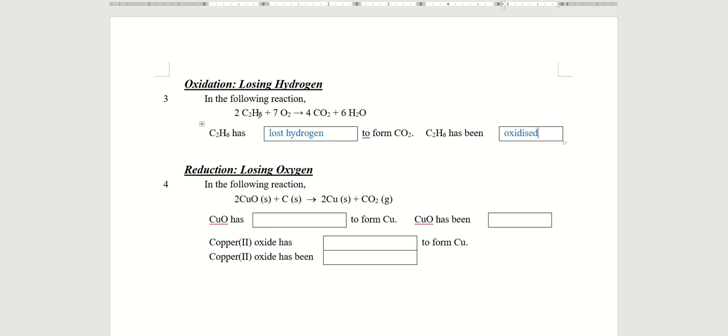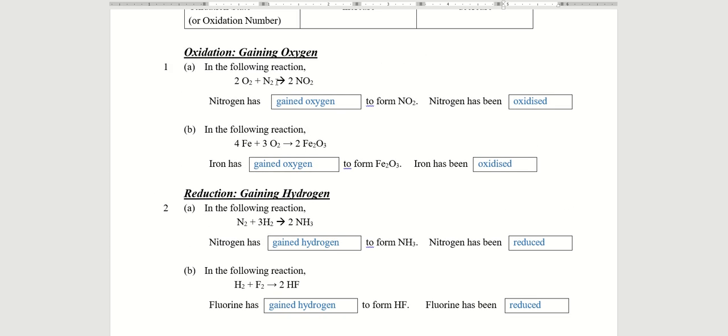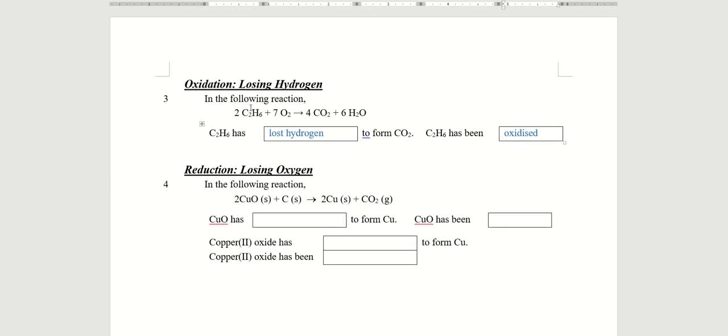As you can see here, on the left hand side hydrogen is present, but on the right hand side there is no more hydrogen. So ethane has lost hydrogen to form carbon dioxide. Therefore, ethane has been oxidized. Now, of course, if you remembered the first section, oxidation in terms of gaining oxygen, you could also say that ethane has gained oxygen to form carbon dioxide, and therefore ethane has been oxidized. So you could use that definition here as well.